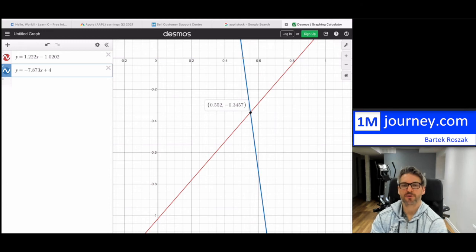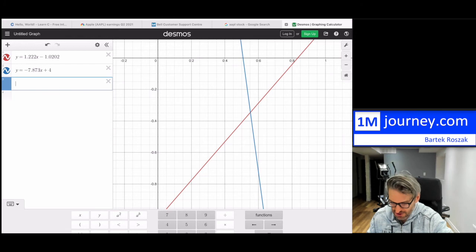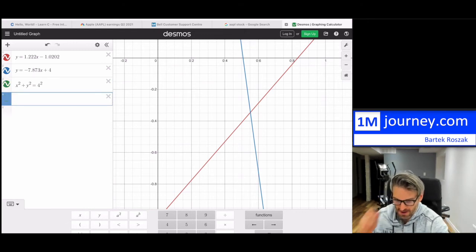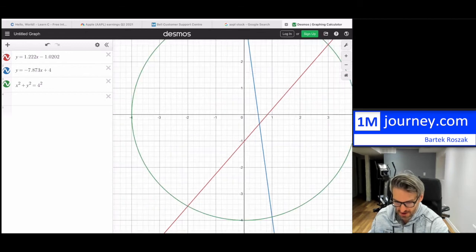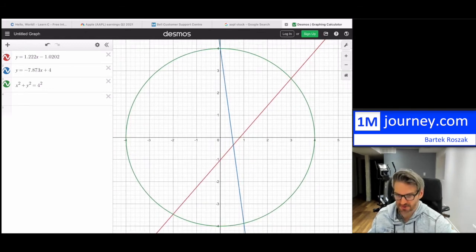Okay, so here's our point of intersection, an approximate point of intersection between those two lines. It's 0.552 and negative 0.3457. Now, for good measure, let me graph the actual circle as well: x squared plus y squared equals 4 squared, which is 16. So let me do that circle there. Notice, this is exactly how these chords look.